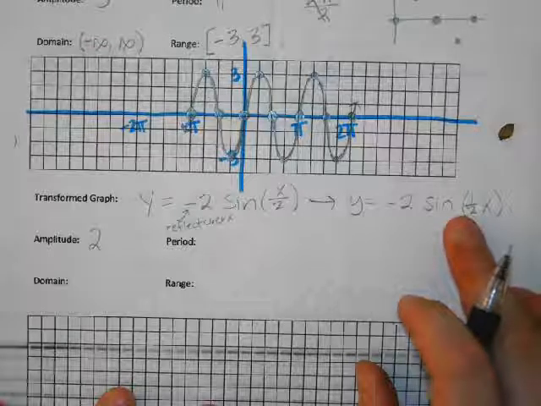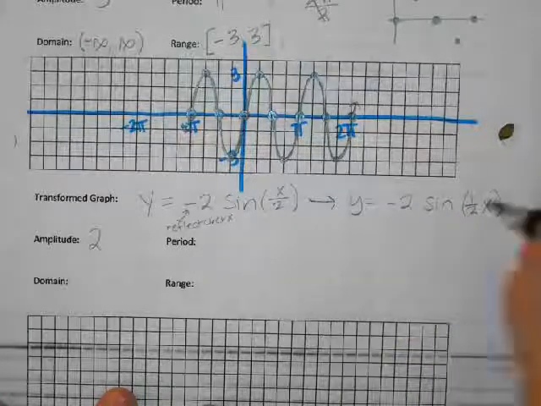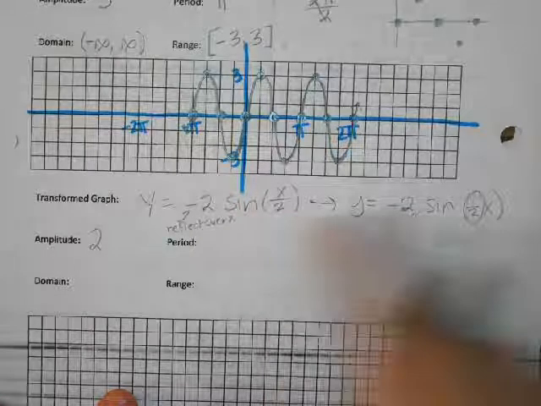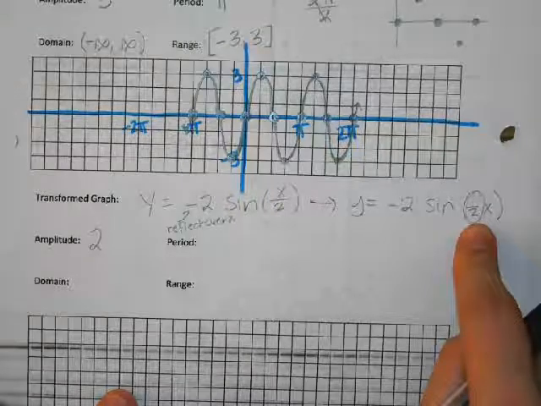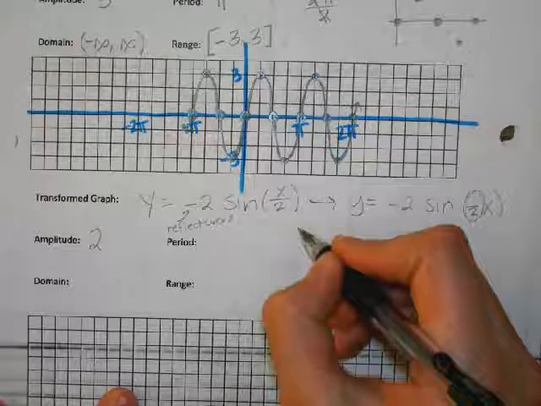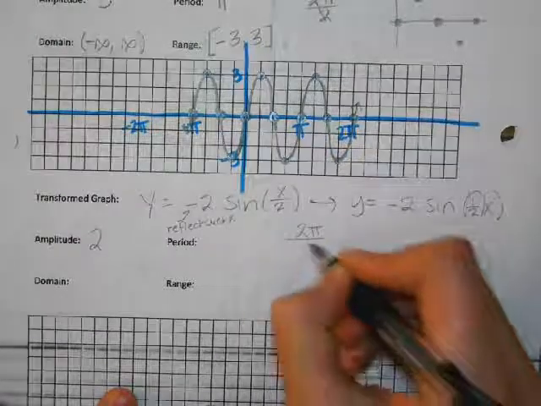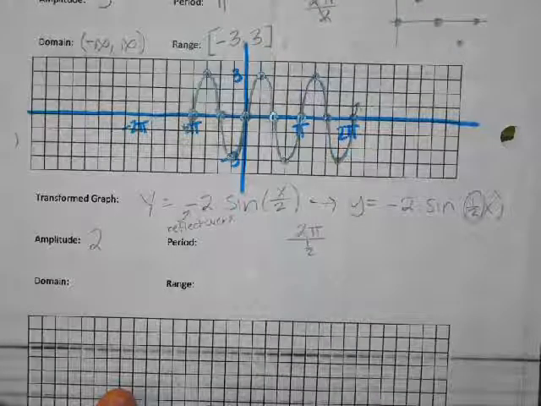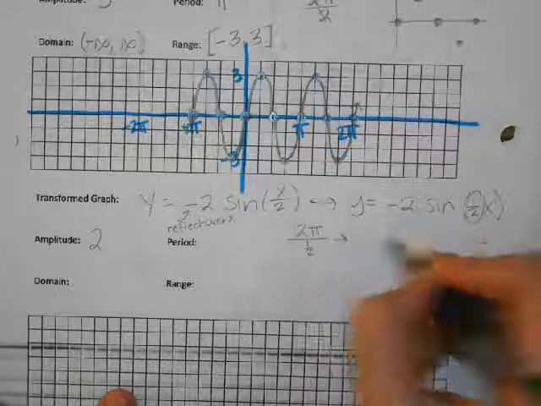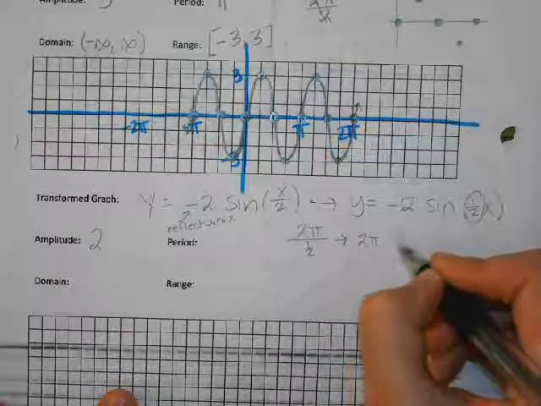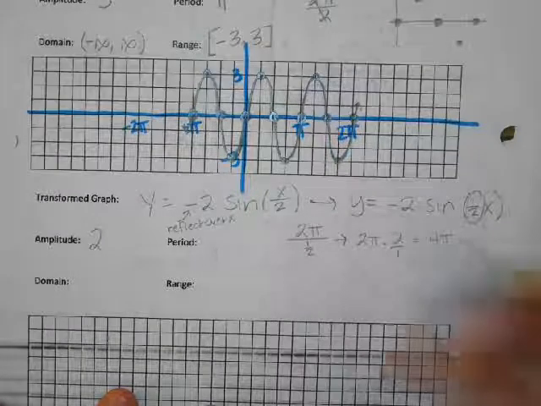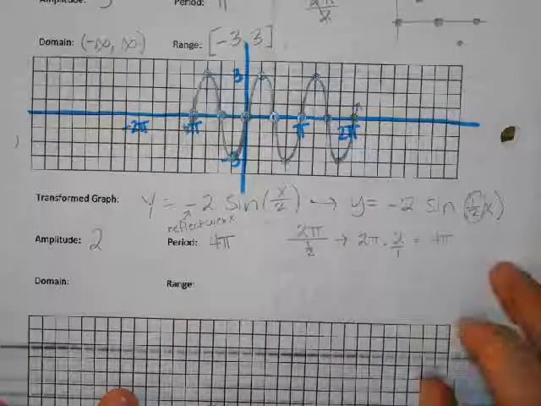So what's the b value for this problem? It's 1/2. Okay. Taking x and dividing it by 2 is the same as saying that I've just got half of the x. So to find the period of the graph, we're going to say 2 pi divided by b. And what do I do if I have the fraction on the bottom? Keep it, change it, flip it. So the period of the graph is 4 pi.